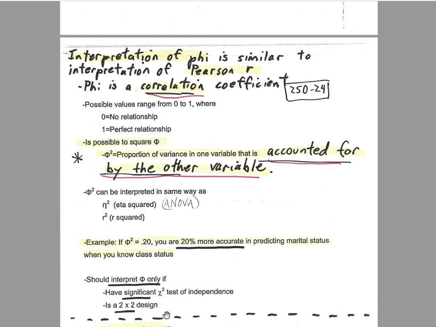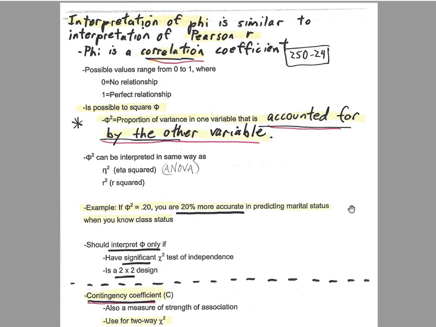What if you got bigger than a 2 by 2 table? What if one of your variables has 3 categories or more than 3 categories? Well, then you're going to use something other than the Phi coefficient as an index of effect size. You have a couple of options.